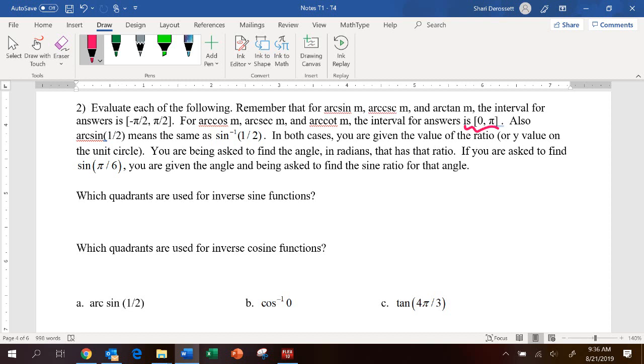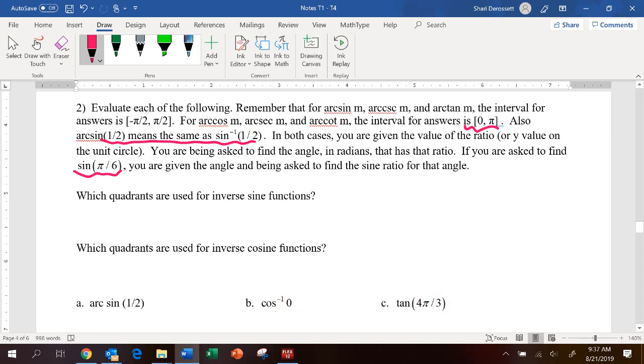If you're asked to find the sine of pi over 6, now we're given the angle and we're being asked to find the ratio. People find that confusing, but this means we're finding the angle, here we're finding the ratio, okay?